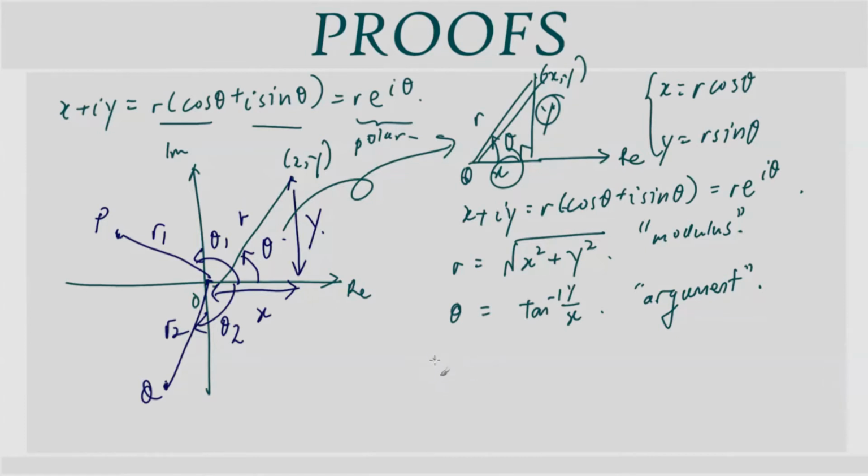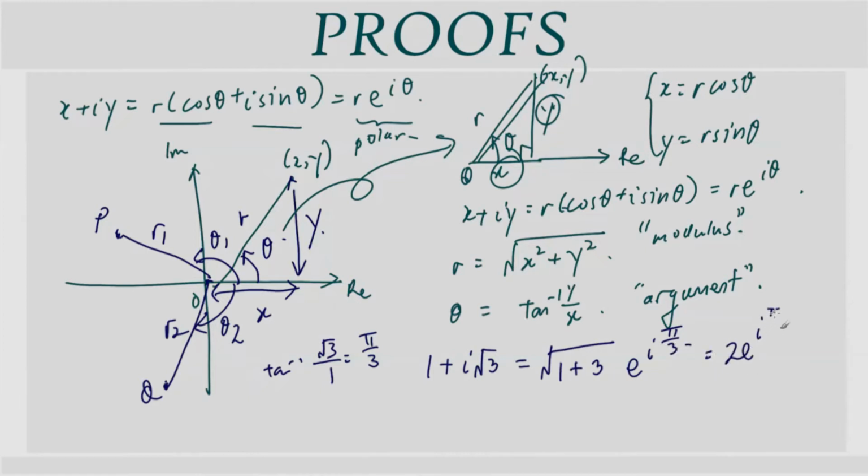Let's say x plus iy is equal to 1 plus i root 3. In fact, the r value is equal to its modulus, right? So it's the square root of 1 squared plus root 3 squared. That's 1 plus 3. And e^(i tangent inverse of y over x), so tangent inverse of root 3 over 1, and you get pi over 3. So it's e^(iπ/3), and you get 2e^(iπ/3).